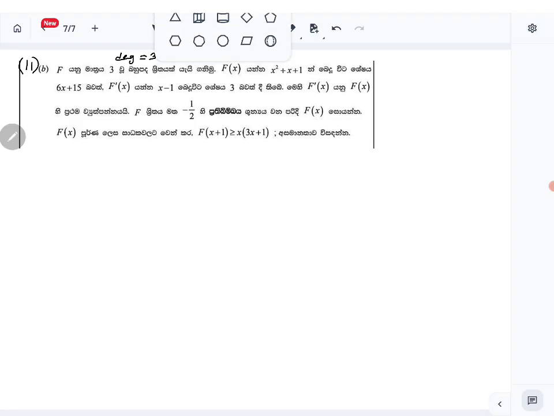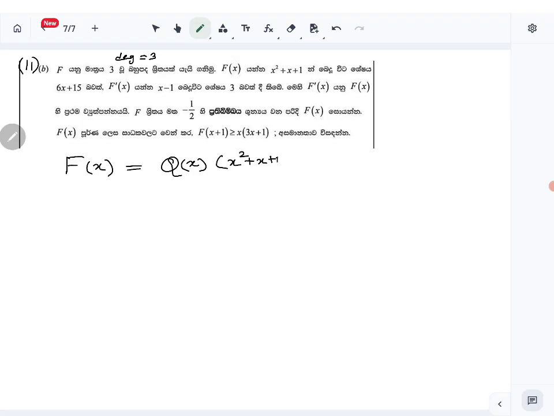f(x). Right. So let's note down what is given to us. Degree 3 polynomial f(x), when it is divided by, we'll use the division algorithm, x squared plus x plus 1, remainder is 6x plus 15. So that's the first thing given to us. So now notice f(x) is a degree 3 polynomial. So the divisor is degree 2. That means the quotient has to be what? Quotient has to be degree 1 or linear, because we want a cubic.